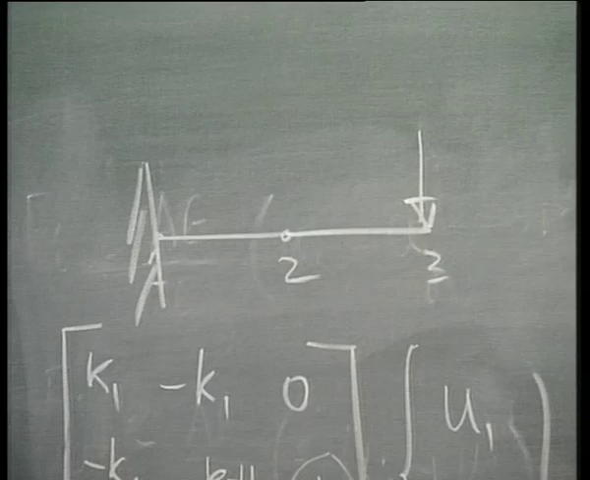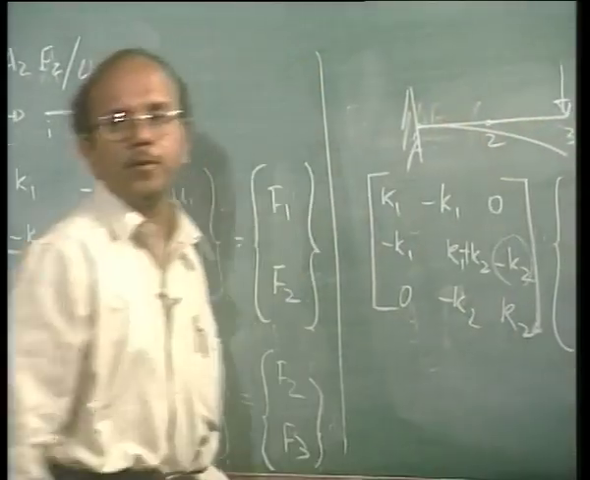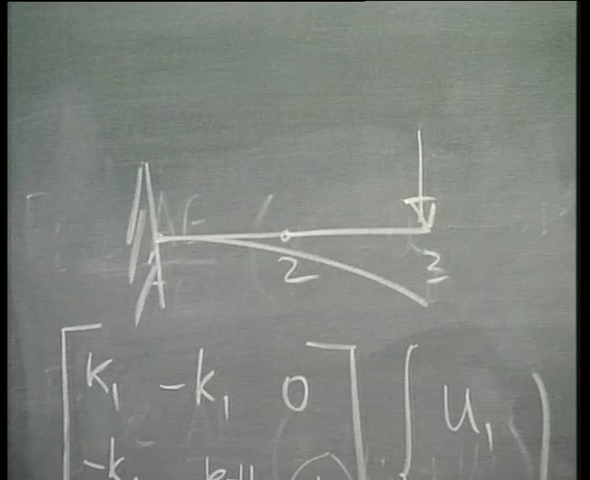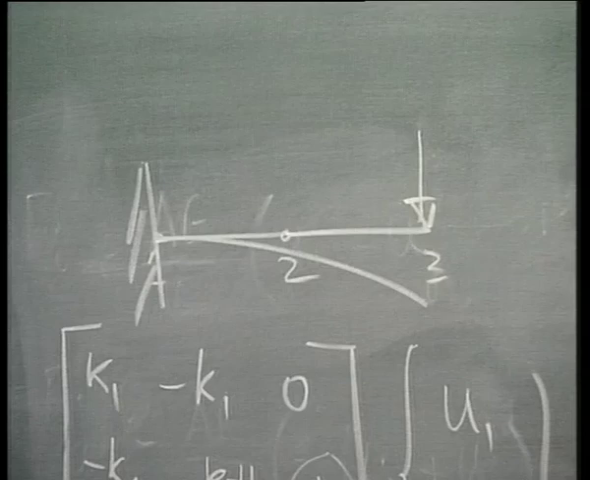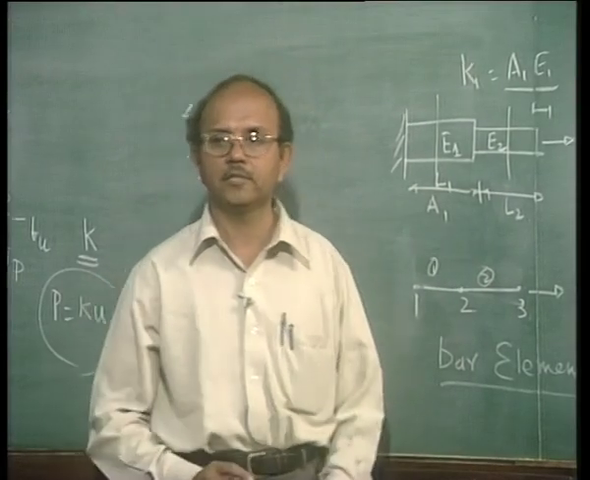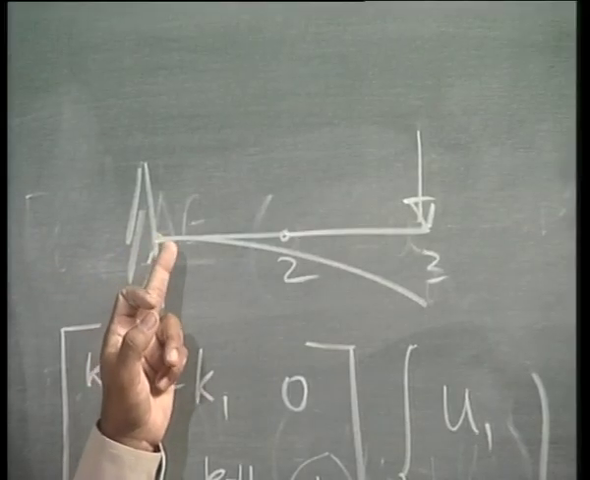Is that clear? Now, again I have different types of displacements, a displacement which looks something like this, and I have different types of boundary conditions. Now, what are the boundary conditions? Look at the question, what are the boundary conditions?